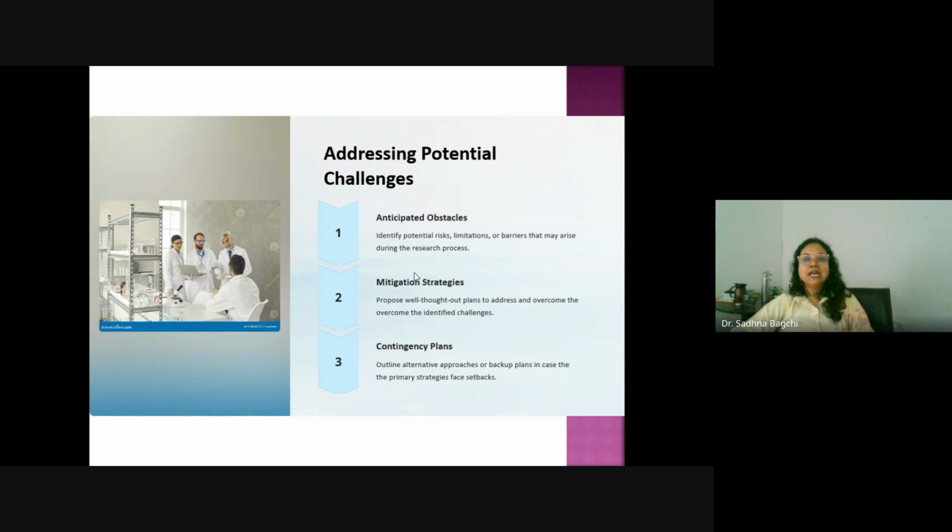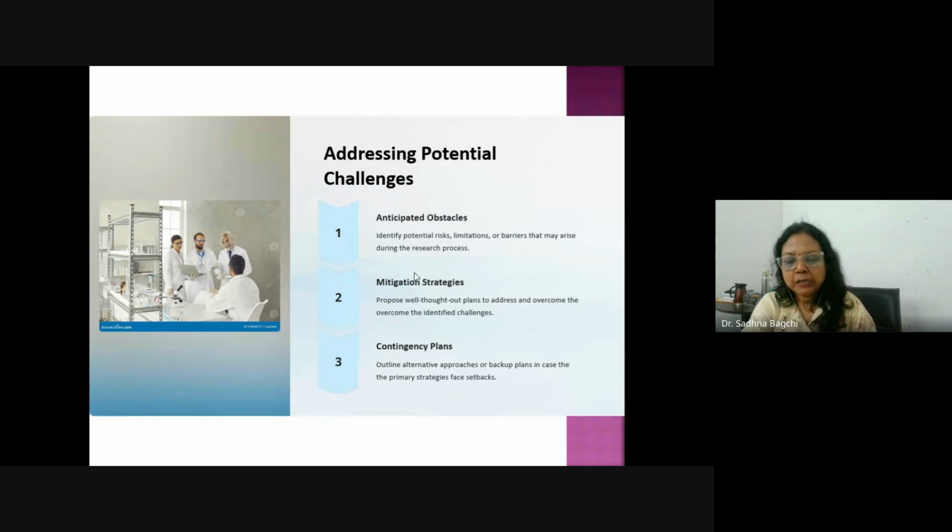Okay, so naturally, the mitigation strategy: propose a well thought out plan to address and overcome the identified challenges. Because if you know the challenges, if you know the risk, then naturally you are able to handle this risk. So naturally, being a researcher, you should be confident about these things that may happen in your research journey. So your strategy could be formulated on the basis of the identifications.